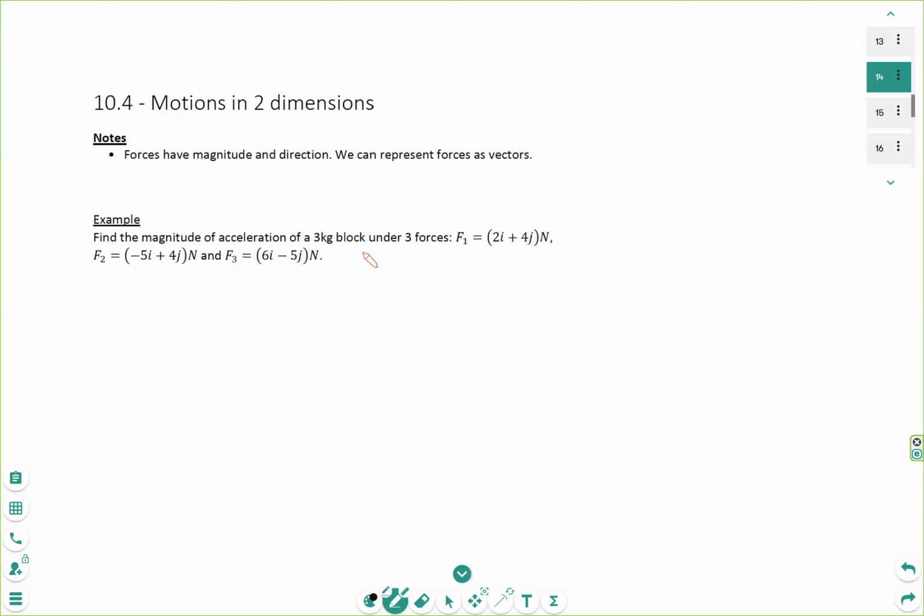Okay, so find the magnitude of the acceleration of a 3 kilogram block under three forces. So you've learned about F equals ma. Okay, rather than using the x and y direction vectors separately, combine them together. So simply, if we use F equals ma, the resultant force will equal, you simply add the vector forces together. 2i plus 4j.